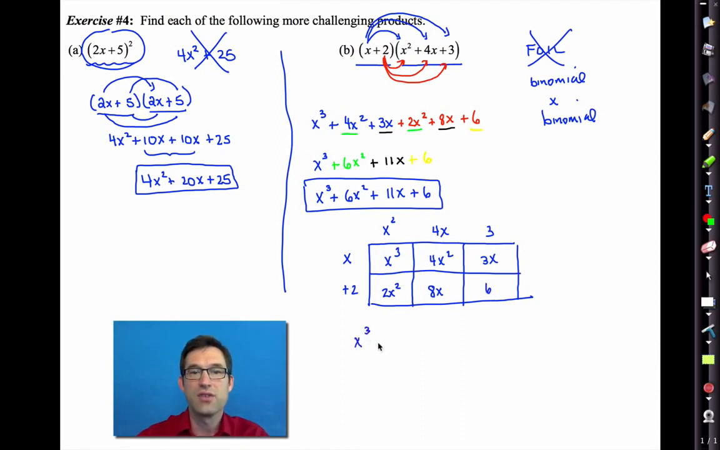Notice again, just like before, the like terms tend to be along the diagonals, right? So we'd have 6x squareds, 11x's, and then that positive 6.